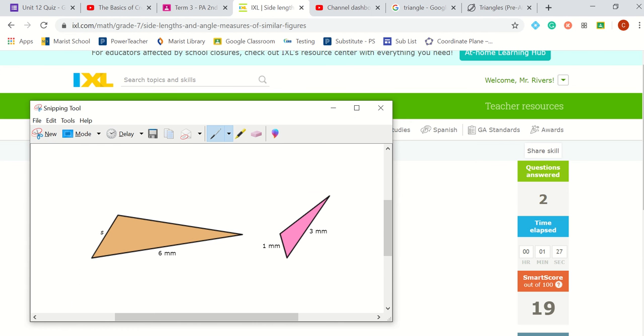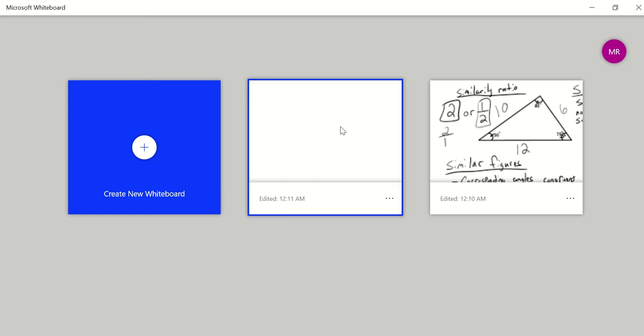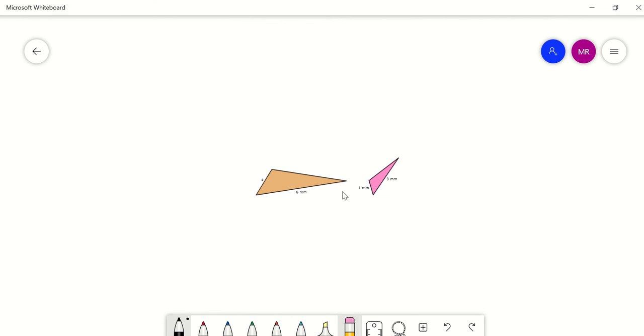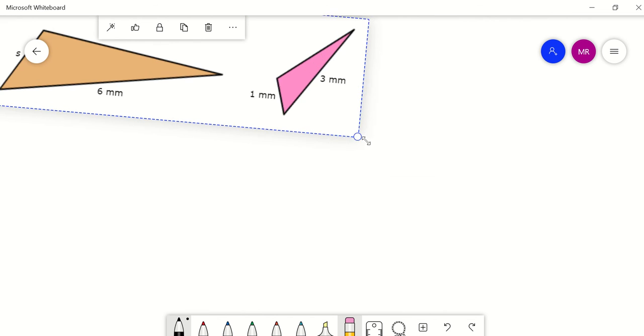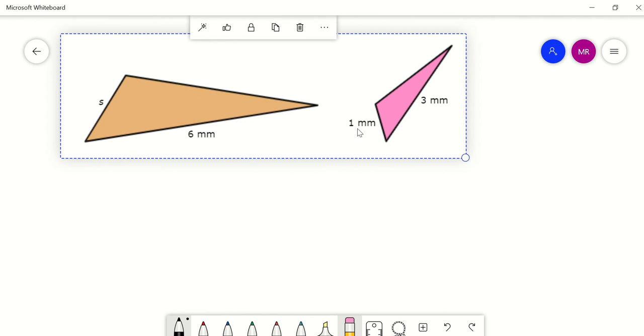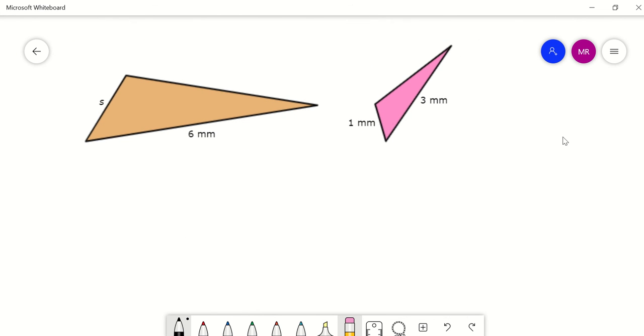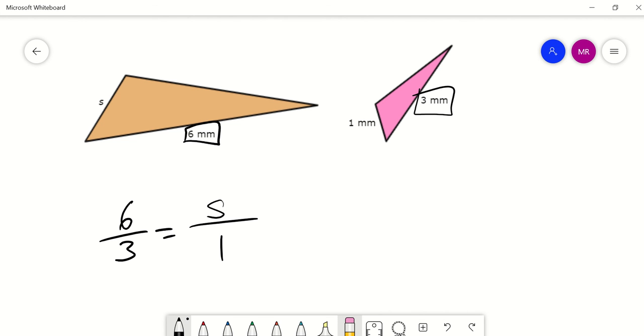So I'm going to copy and paste this over here into the whiteboard so we can take a look at it. All right, so we've got these two triangles and we know they are similar to each other. Ideally we would have a similarity statement and the corresponding sides identified through that, but this is going to work as is. So 6 is visibly the longer side, and 3 is visibly the longer side. So 6 corresponds to 3, and that's going to equal, so I did the bigger triangle, S, over the smaller triangle, 1.